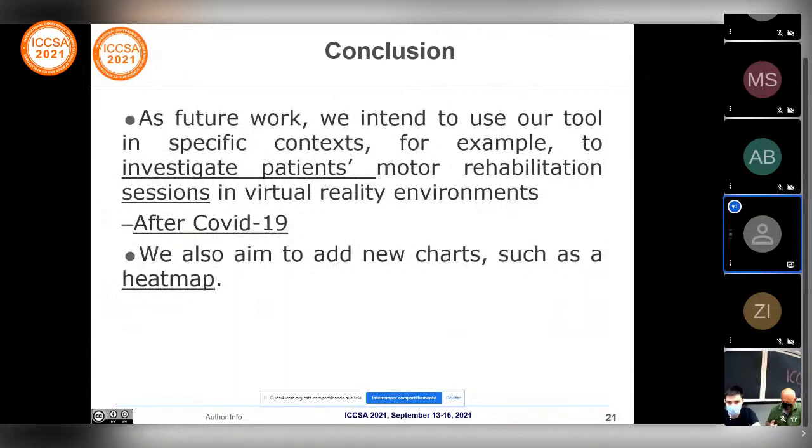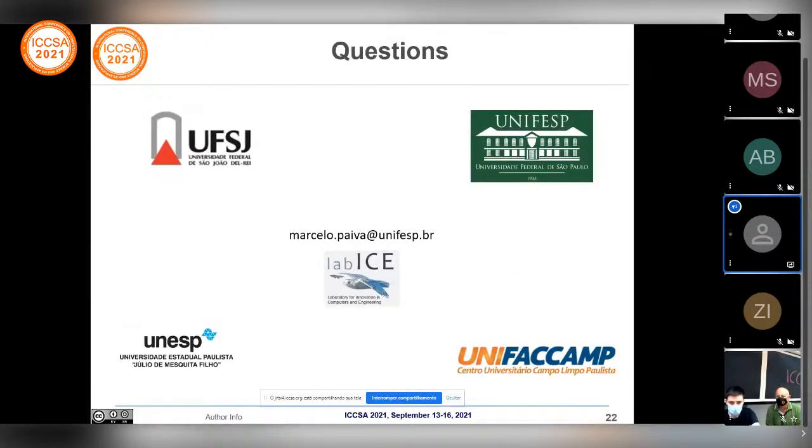From the observed results, we concluded that our tracking tool has achieved its purpose, allowing us to gather information easily about users while they are navigating and interacting with a virtual world environment. As future work, we intend to use our tool in specific contexts, such as motor rehabilitation sessions. We also aim to add new charts, such as a heat map. That's it. Thank you.